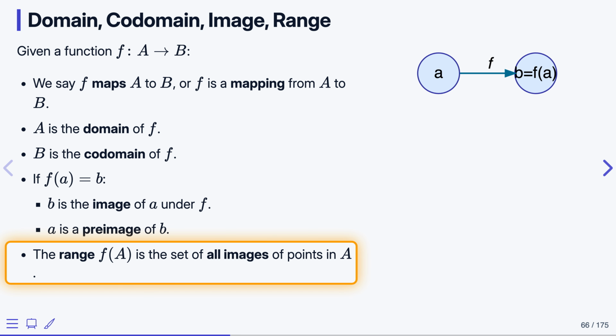Last on this slide, the range of f, written f of A, is the set of all images of all the points in A. That is, every output the function actually produces. The range can be smaller than the codomain.